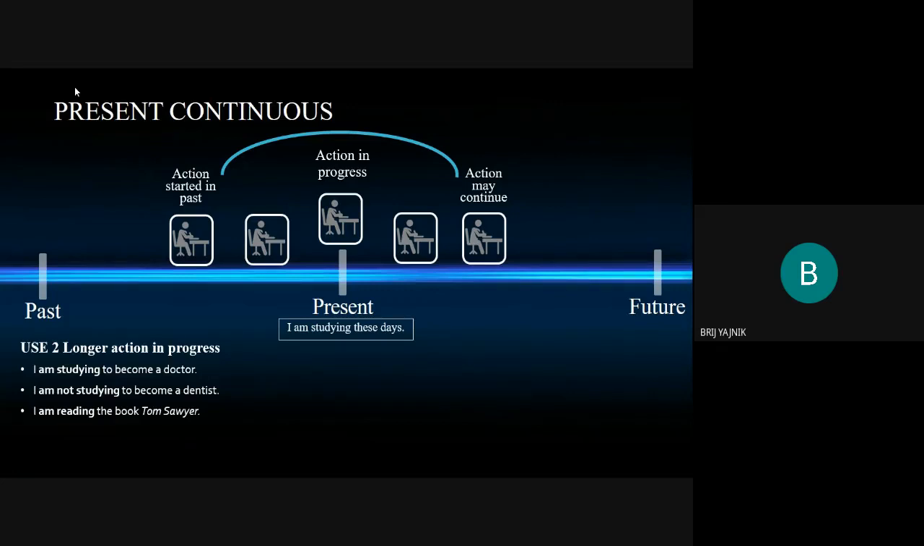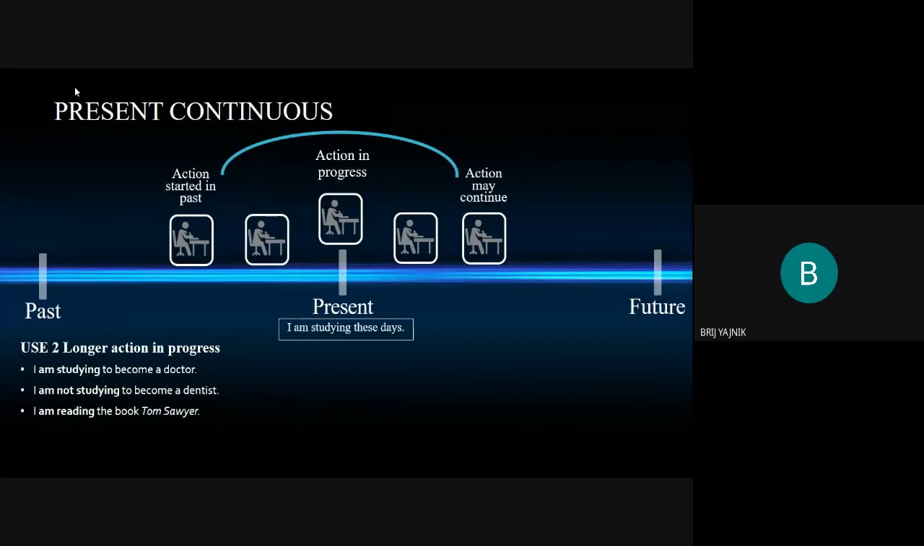Everybody's eyes on the chat box. Okay, before some days. So look at that. She started before some days. So maybe last week she started. She's doing it, and even in future, it may continue. So she should say, I am reading Wings of Fire these days, right? I'm reading Wings of Fire these days.